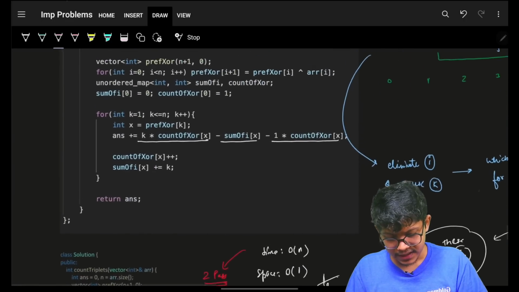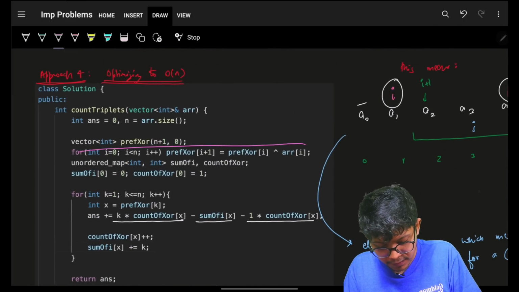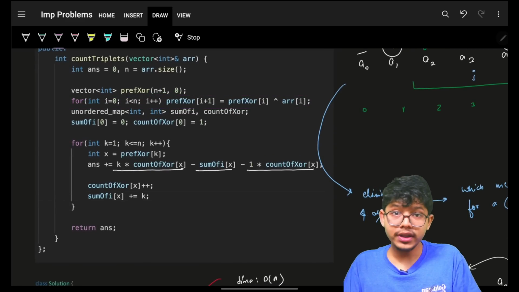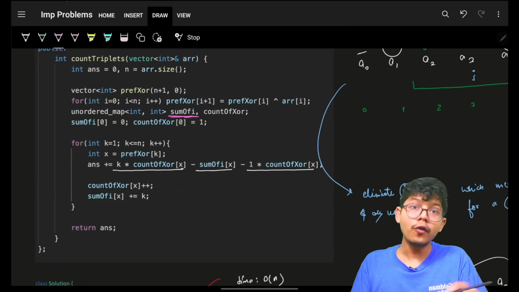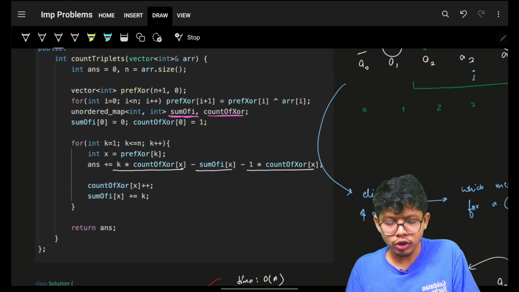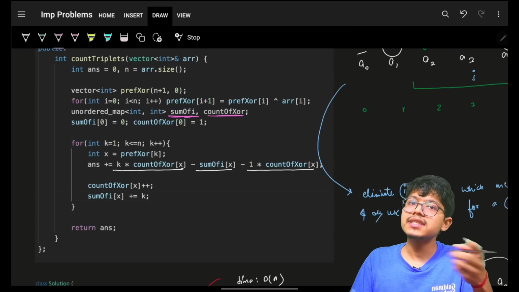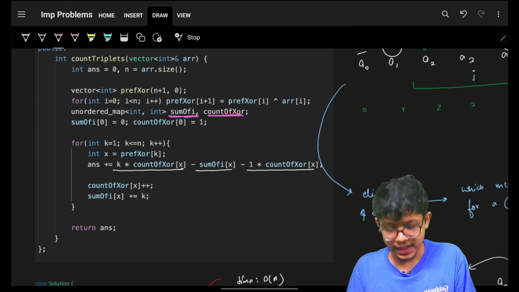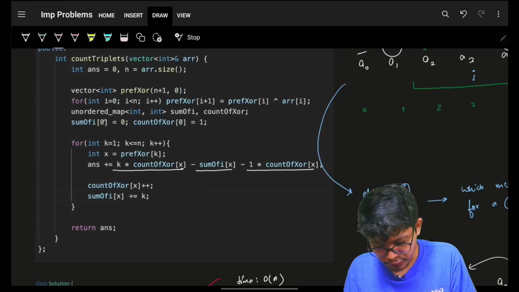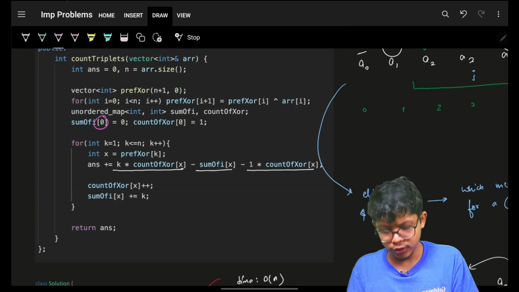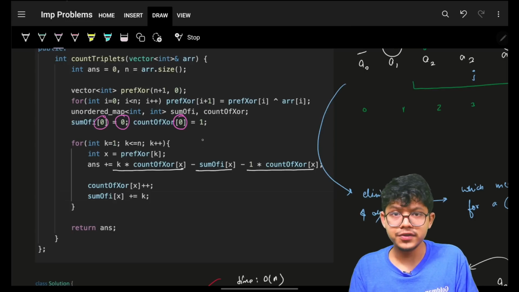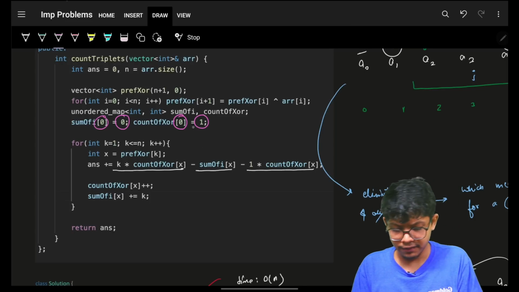It's exactly the same. Firstly, we'll maintain the prefix XOR as we were doing earlier. Now, the only thing remaining is we'll maintain the sum of all the indexes having the same prefix XOR, and also the count of those indexes having the same prefix XOR. So this is count, this is sum. Now again, in the very beginning, I have a prefix XOR of 0. So for that prefix XOR of 0, the added sum will be 0, and the count will be 1.